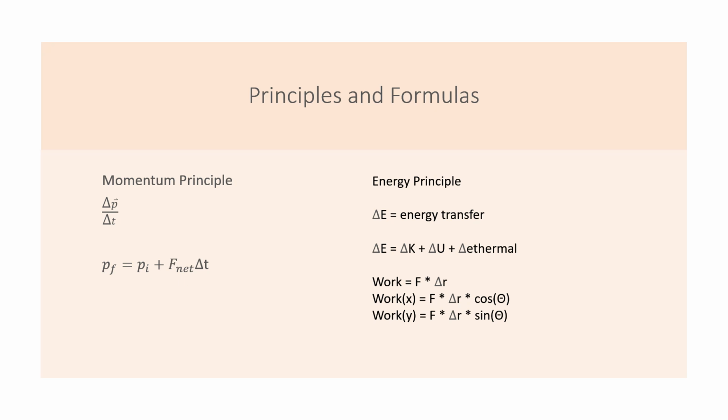For the energy principle, the only outside forces that we know of are the initial force of the throw and gravity, assuming that drag is negligible. There is no change in thermal energy, so we focus on the changes in kinetic and potential energy. The formula for kinetic energy is 1/2 mass times velocity squared.